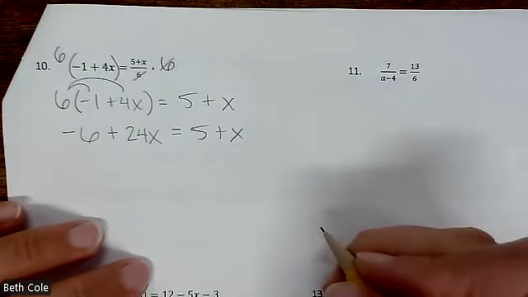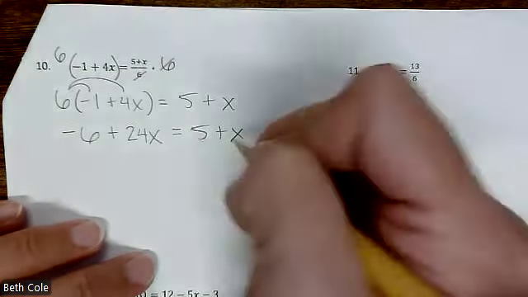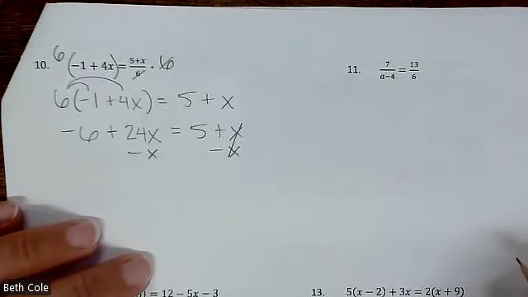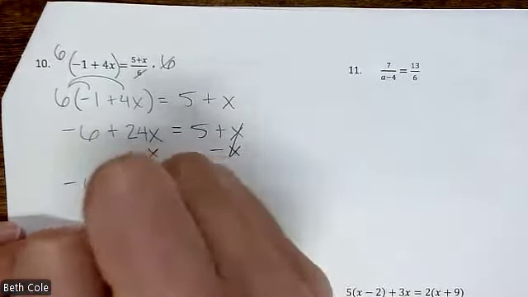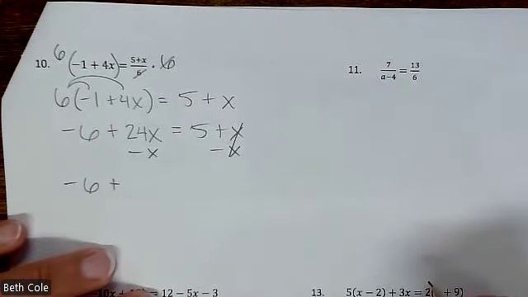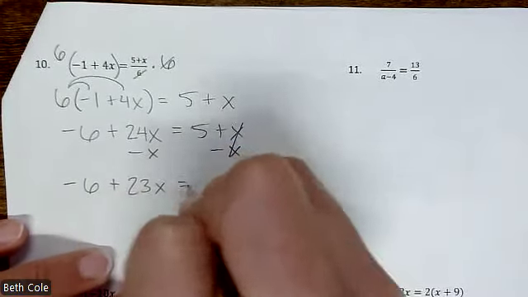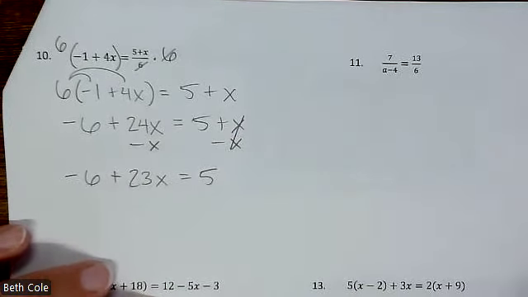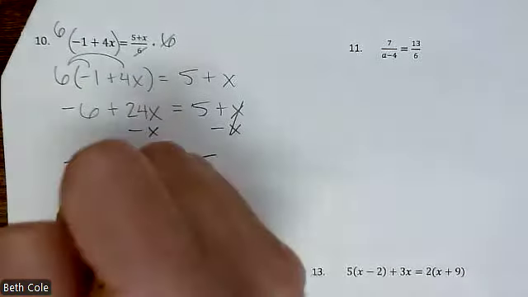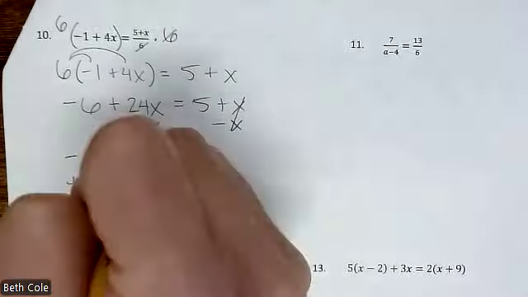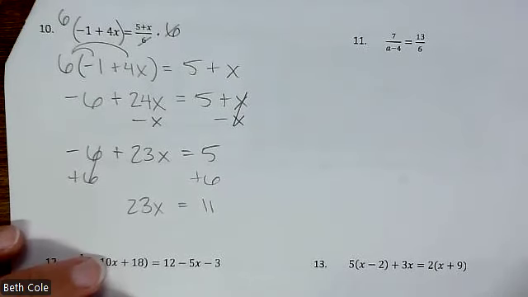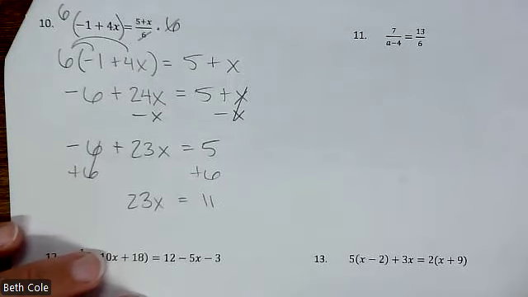Now what? Minus x. Do you see how I lined it up? These line up and these x's line up? So that's negative 6 plus what? 23x. Equals 5. Almost done. There's 2 more steps. Plus 6. So that will be 23x equals 11. And then what's your last step?